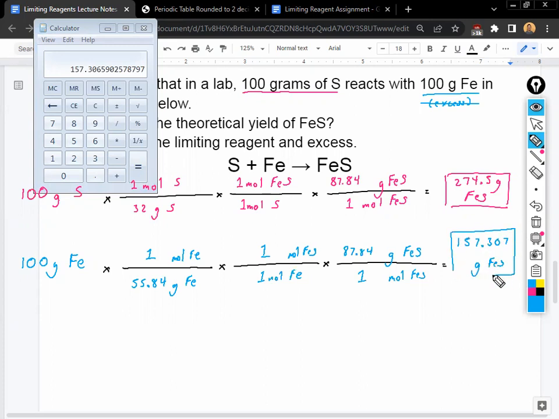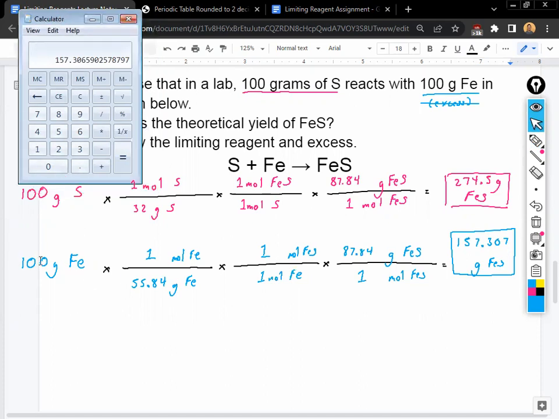Okay, so before we finish up the problem, do you guys have any questions on how we got that answer? You're going to multiply the numbers on the top and divide the bottom. So 100 divided by 55.84 times 87.84. So multiply the tops, divide the bottoms.